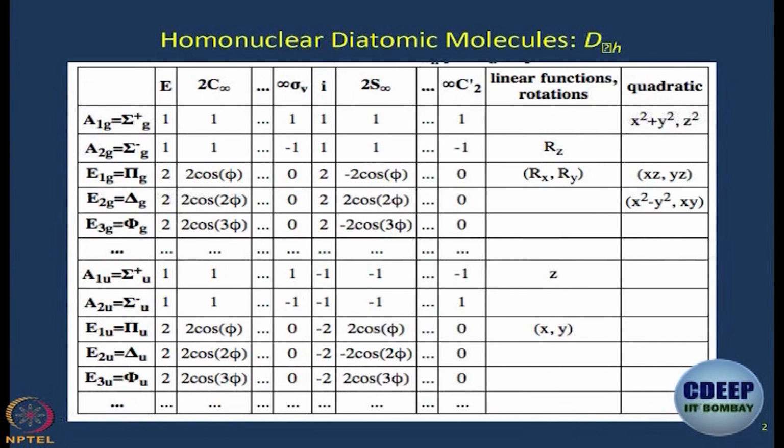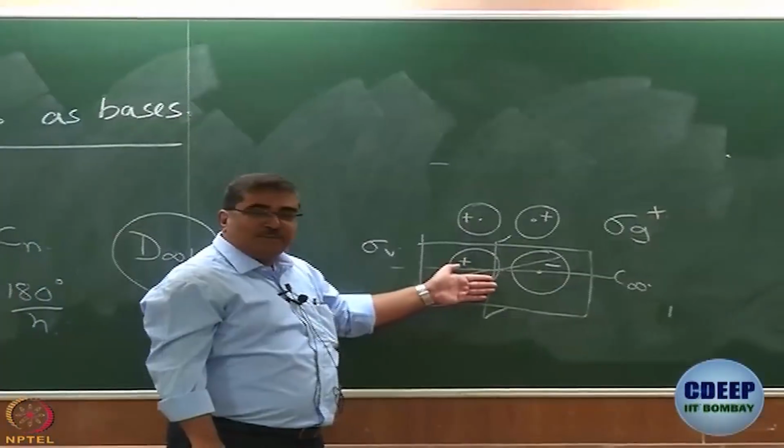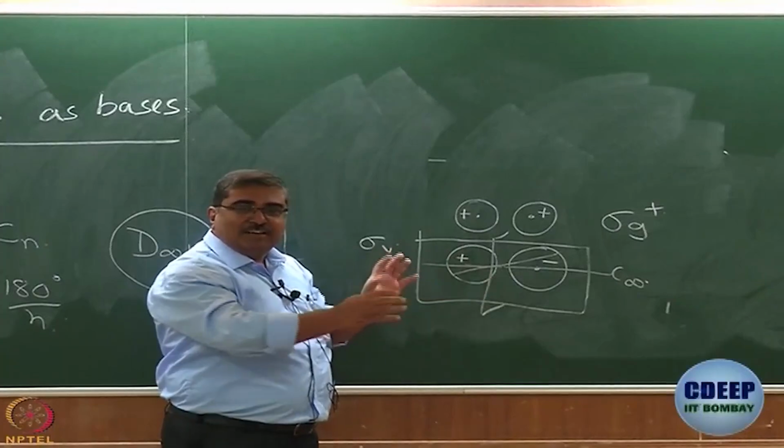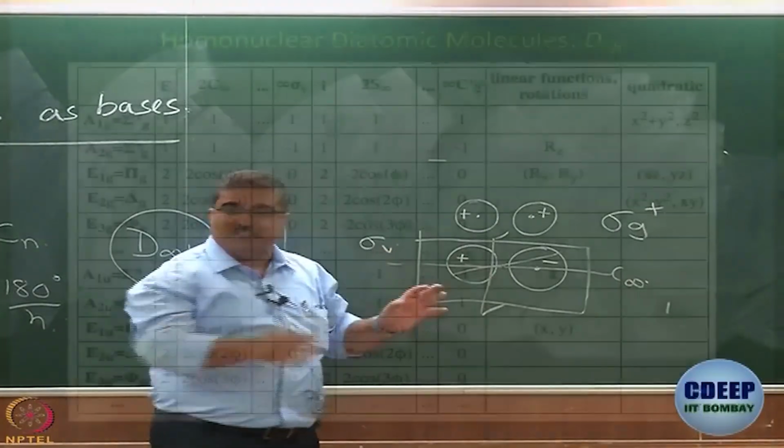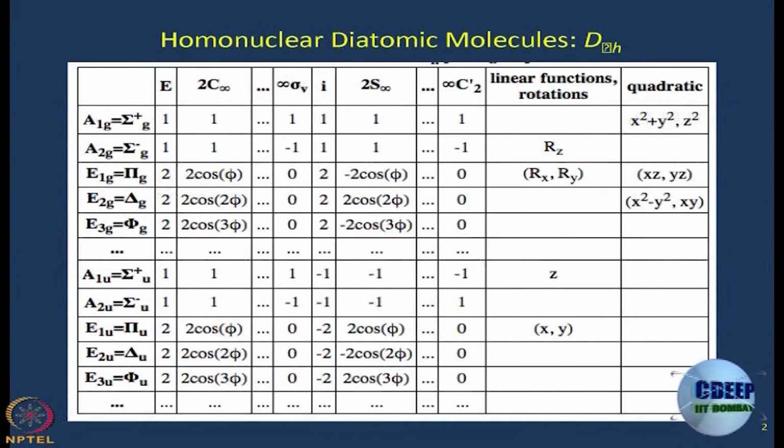Sorry. Sigma V is plus 1, not minus 1. Did I say minus 1? I made a mistake. Do not forget what sigma V is. Actually, we discussed it correctly, but then in the heat of the moment, I changed the sign. This is sigma V, right, plane of the board. So, as you agreed, for sigma V, the character is plus 1, not minus 1. So, I made a mistake here. So, character of E is 1, character of C infinity is 1, sigma V is 1, I minus 1, S infinity minus 1, C2 dash is minus 1.